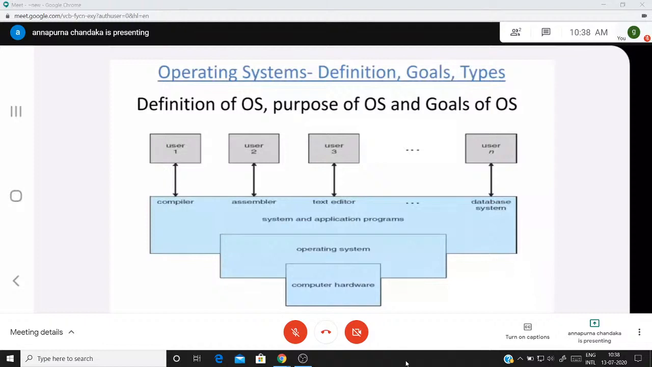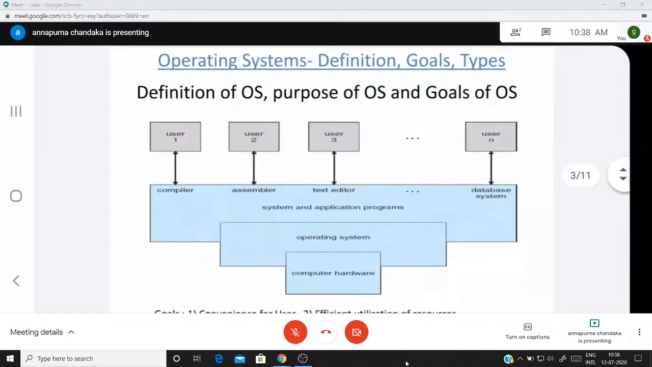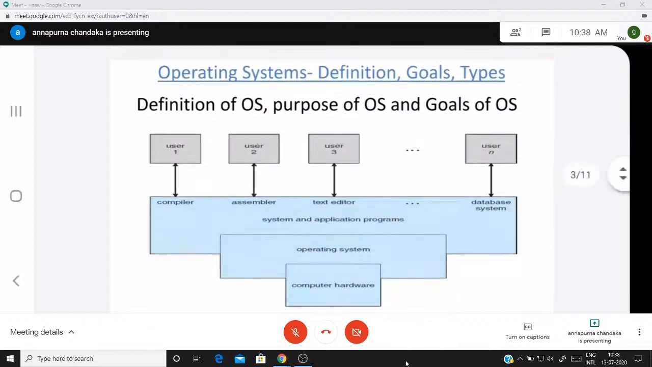Now every computer system can be viewed as a collection of 4 components. Can you see that information on the screen? Number 1, hardware. Number 2, operating system. Number 3, application systems and application programs. And the 4th one is called users. So coming to the first one, hardware. What is hardware? Hardware is nothing but a set of visible and touchable components by the user.